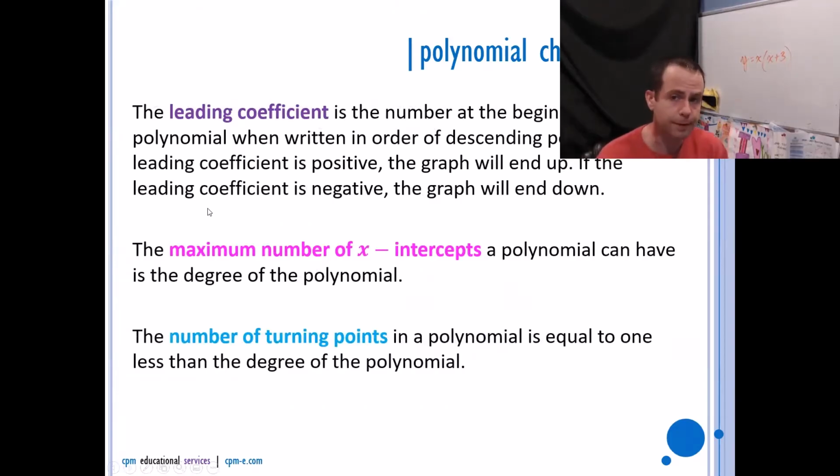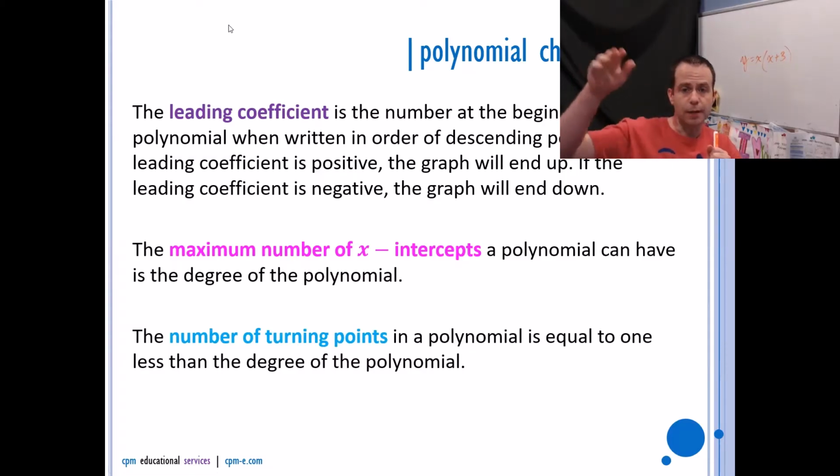The leading coefficient is the number at the beginning of the polynomial when written in order of descending power. So we always go highest exponent and we work our way down through the terms until we get to the lowest exponent, which would just be the number with no variable. If the leading coefficient is positive, the graph will end up, and if the leading coefficient is negative, the graph will end down. Okay, so positive leading coefficient, that's the front number, if it's written in the proper order, causes the graph to end going up, and negative causes the graph to end going down.